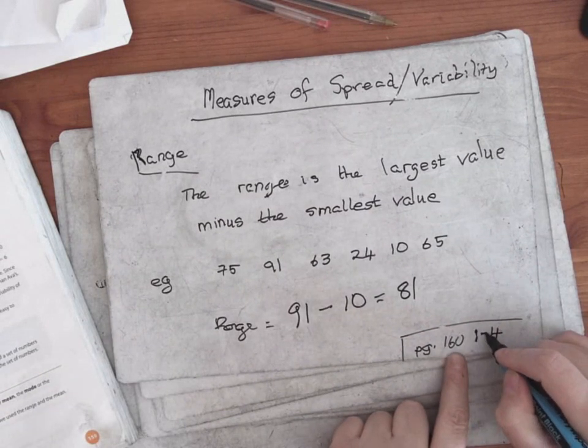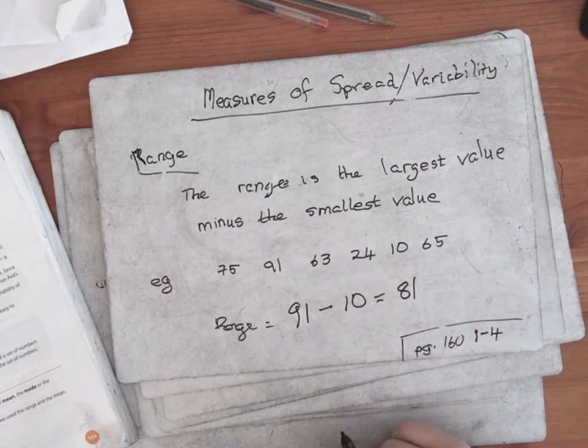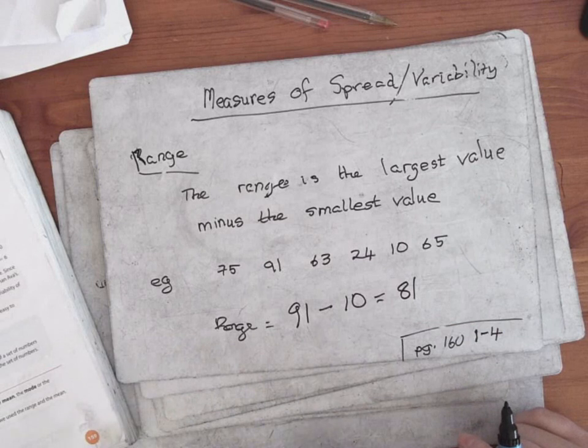That's really hard, isn't it? So it's just the biggest number take away the smallest number. You look along the list, find the biggest number, you look along the list, find the smallest number, and do biggest number take away smallest number, and that's your answer.